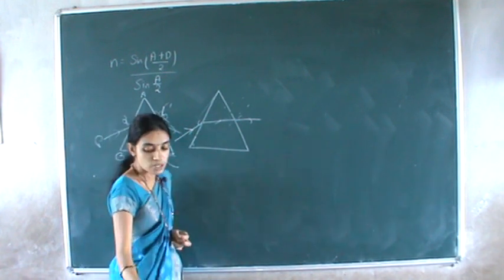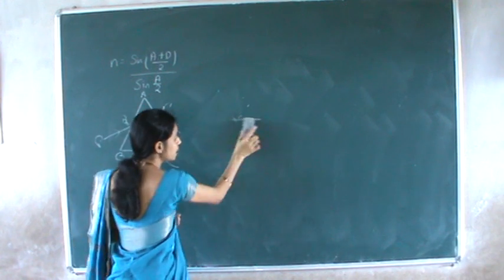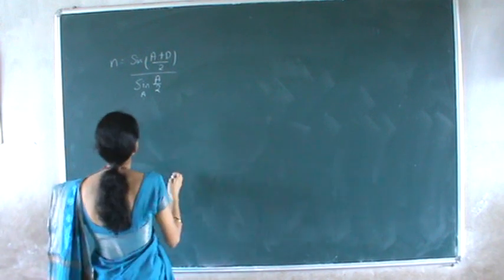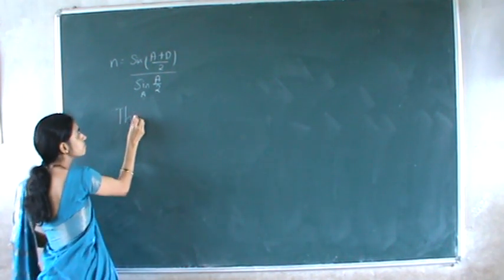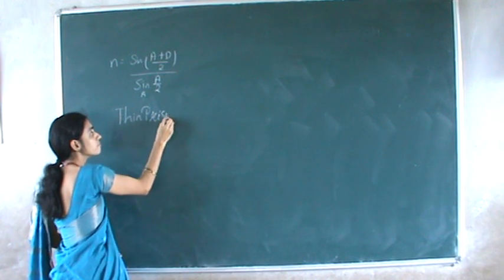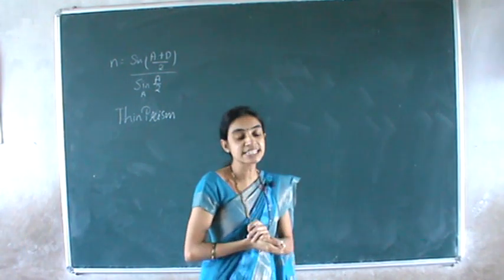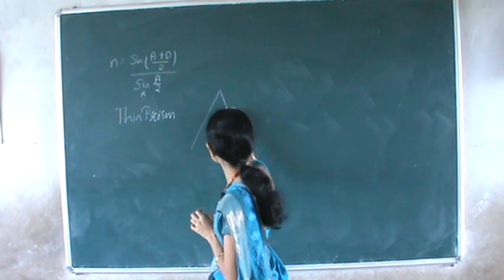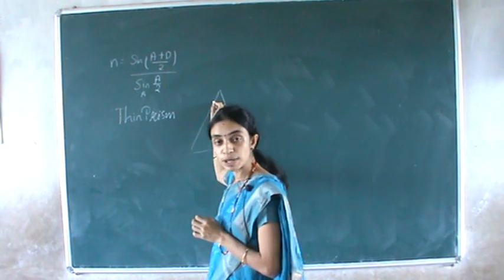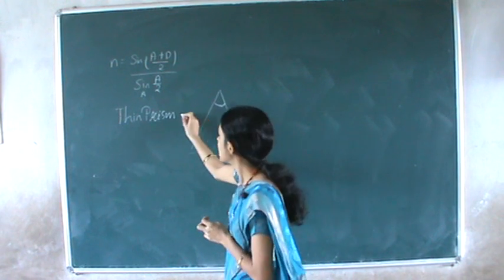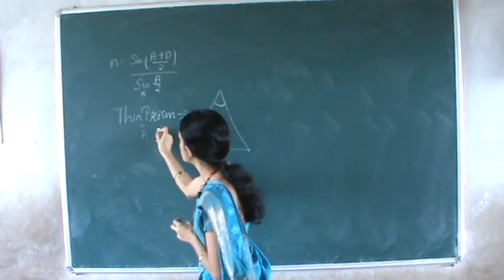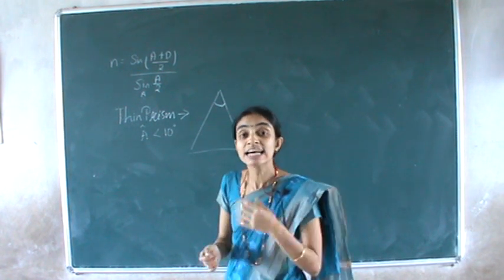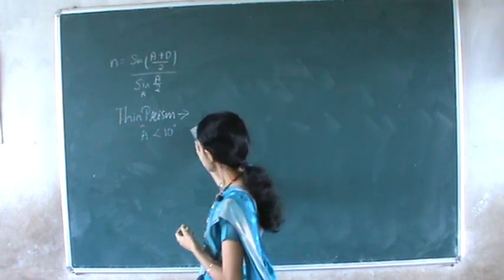Next, what happens if the prism is a thin prism? A prism is said to be a thin prism only when the angle of the prism, nothing but this angle, is less than 10 degrees. Angle of the prism should be less than 10 degrees. Such a prism is called a thin prism.